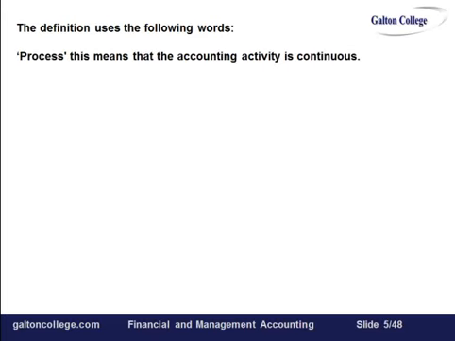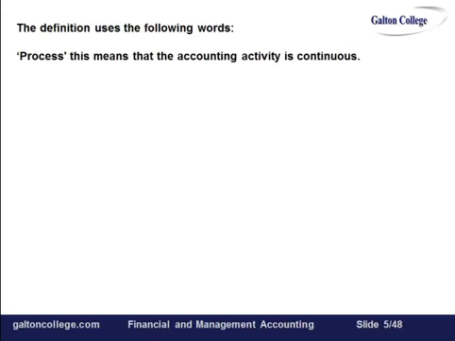First of all, it uses the word process. This means that the accounting activity is continuous. It just doesn't happen on a particular day and stop. It is a continuous process. It has a set of procedures. It uses rules and conventions as set down by accountancy professional bodies, so as to ensure consistency over time and between companies, between firms. So the rules for accountancy are understood and standardized.